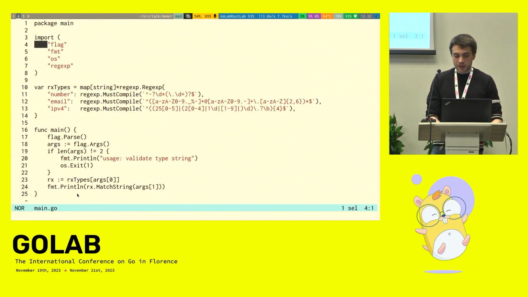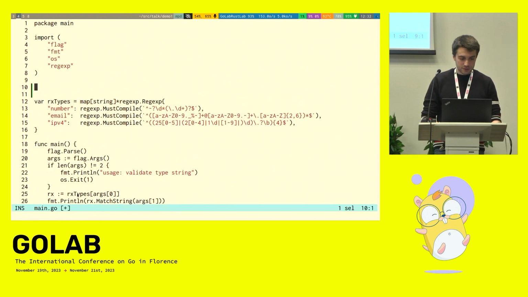So the problem here is that we've got 3 calls to regexp.MustCompile, but these are part of a global variable expression. So these happen at init. These happen even if I only run the -h flag, these regular expressions still get compiled even if I don't use them. Something we can do, it's not the best solution, but it is a solution.